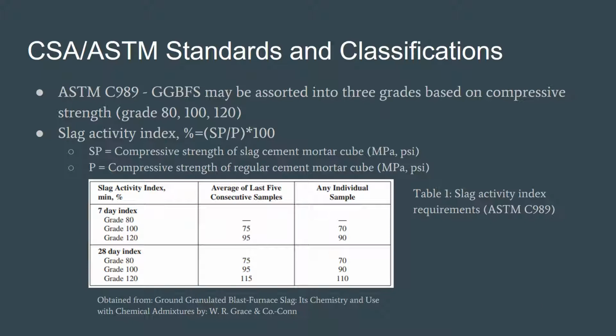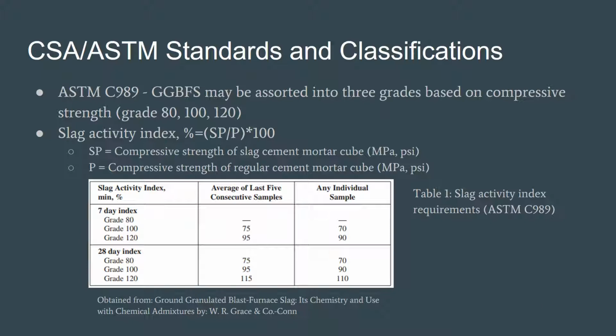A specific example pertaining to the compressive strength of cement with the addition of ground granulated blast furnace slag is ASTM C989. This states different grades of a slag cement mixture based on its compressive strength of a mortar cube compared to that same mixture in the absence of slag. The slag activity index is calculated to place the mixture into said grades, calculated as the compressive strength of the slag cement mortar divided by the compressive strength of the mixture without slag.